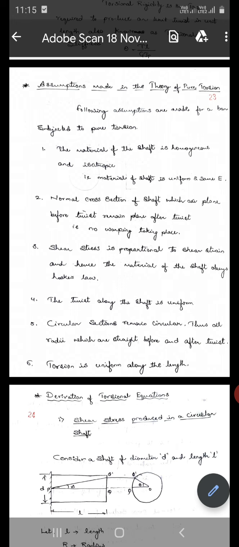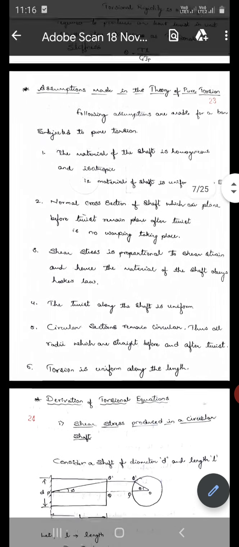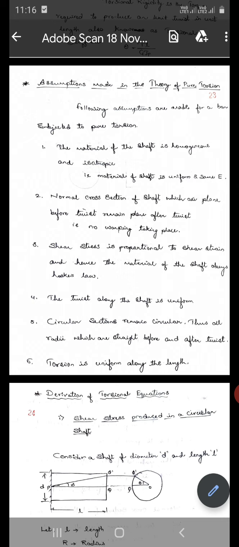Fifth one, circular sections remain circular. Thus, all radii which are straight before twist remain straight after twist. Sixth one, torsion is uniform along the length.